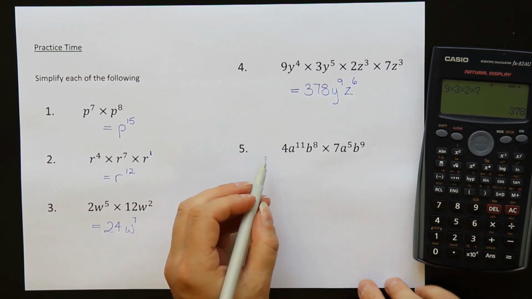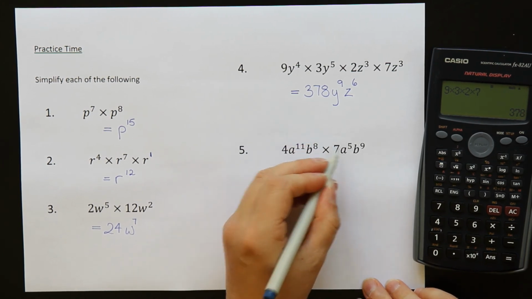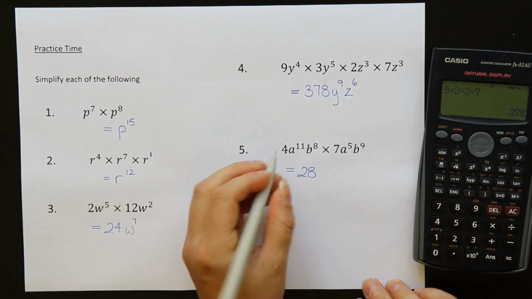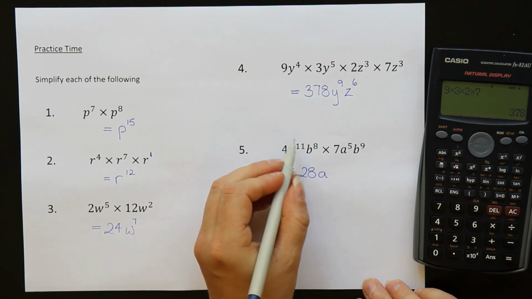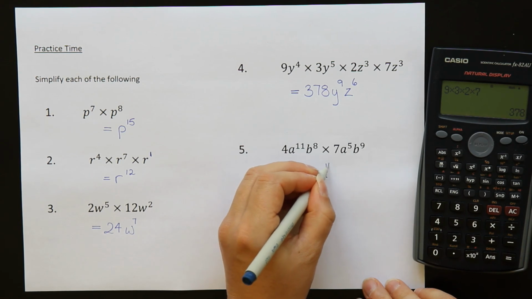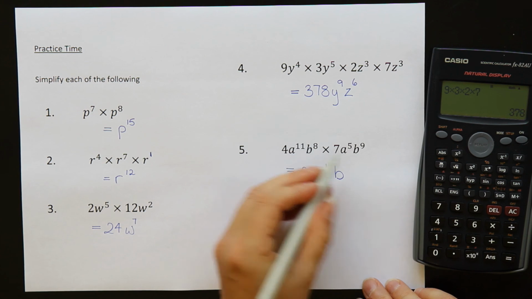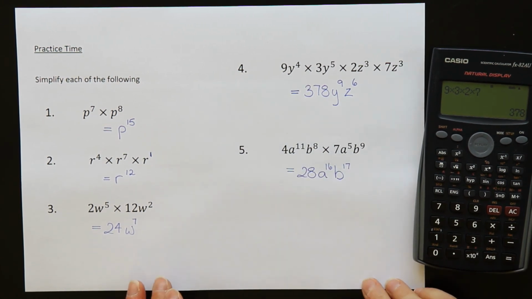Alright, and lucky last question. Multiplying 4 times 7 is 28. Now let's look at our letters. a is the base, adding the powers. 11 plus 5 is 16 for the a's. Then let's do the b. 8 plus 9 makes 17. So 28, a to the power of 16, and b to the power of 17.